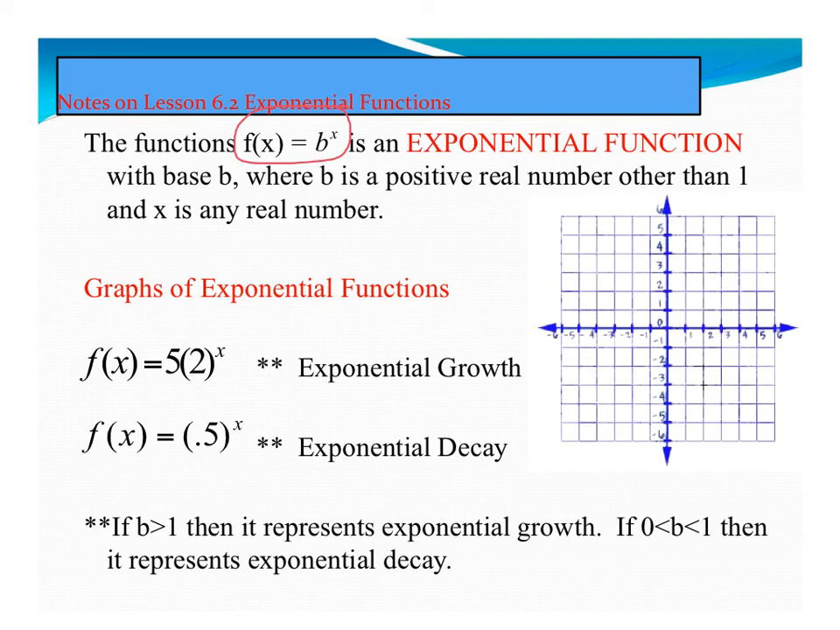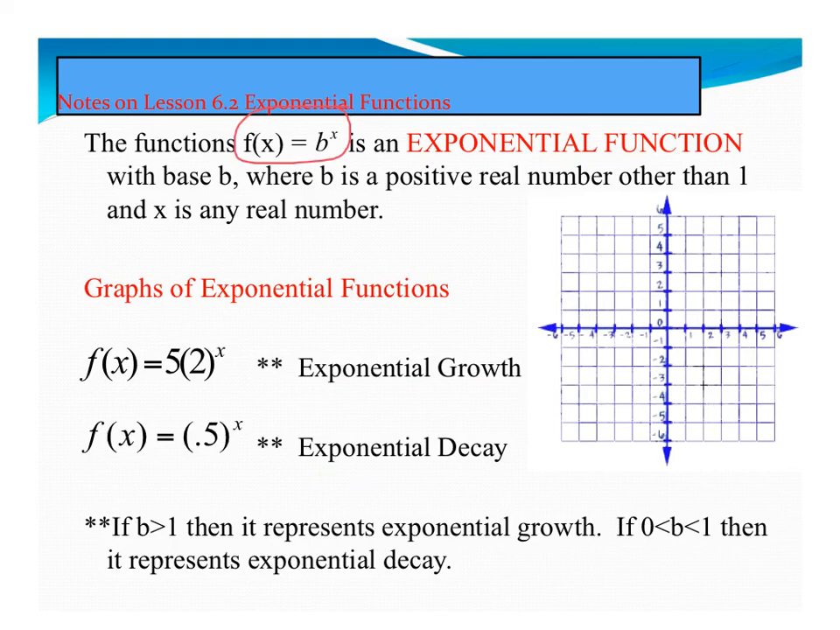So for exponential growth, the number that's being raised to the x represents exponential growth if it's greater than 1. Now, if it's less than 1, the number that's being raised to the x represents exponential decay. So it can be any positive real number other than 1. It could be greater than 1, it could be less than 1, and it will represent two different things, growth or decay.